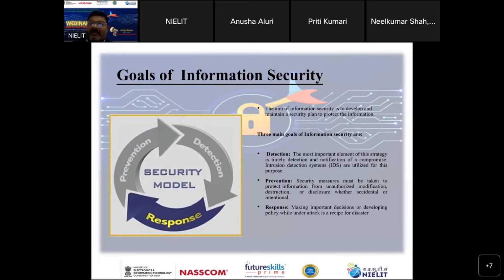There are three main goals of information security. They are detection, prevention, and response. What is detection? The most important element of this is timely detection and notification of a compromise. Internal intrusion detection systems are utilized for this purpose. Internal IDSs are devices which we use to monitor our data transportation for any type of unidentified attack. Prevention: security measures must be taken to protect information from unauthorized modification, destruction, or disclosure, whether accidental or intentional. Response: making important decisions or developing policy while under attack is a risk for disaster.